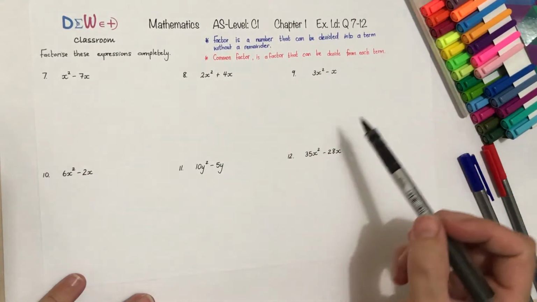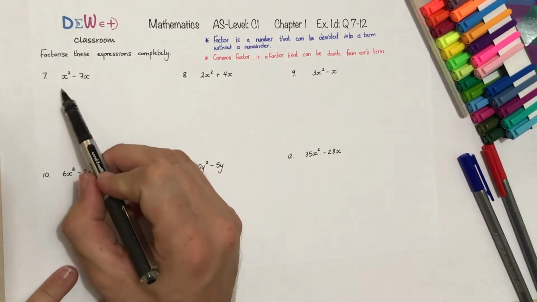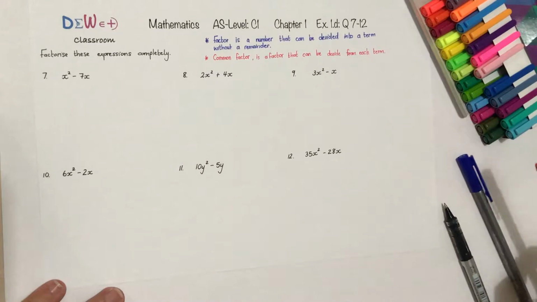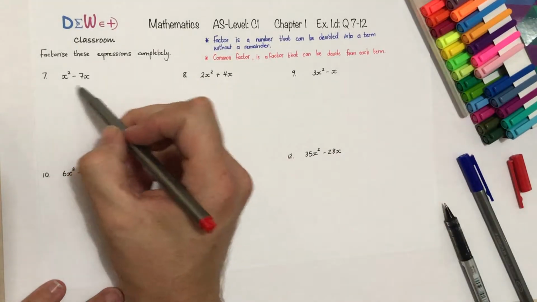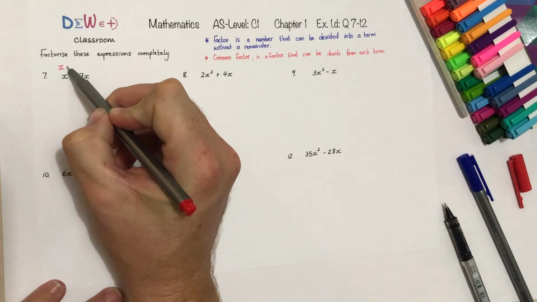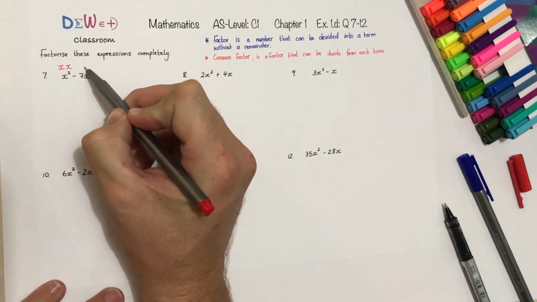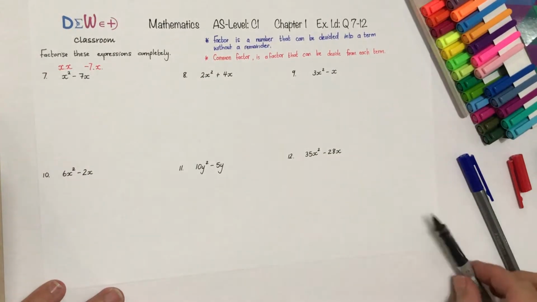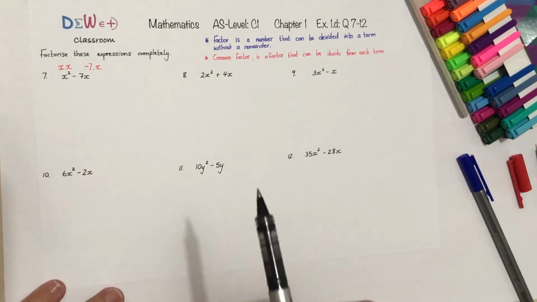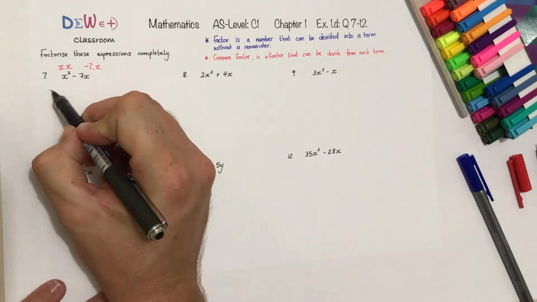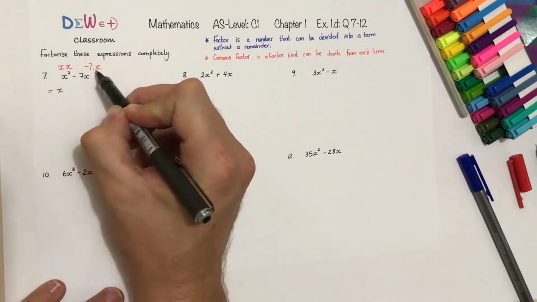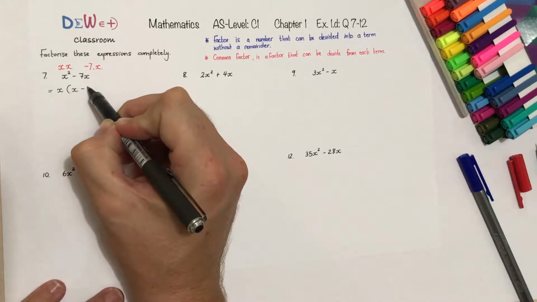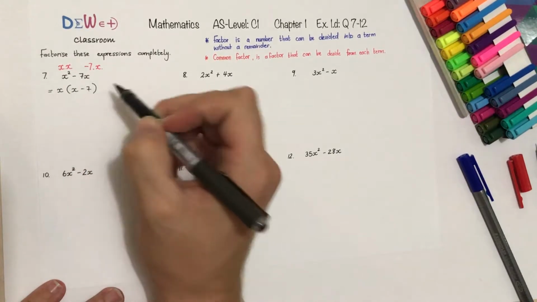So when we take a look at these rough definitions and we take a look at question number 7, what we basically have is, for the first term, x squared, it is x multiplied by x, and for the second term it is minus 7 multiplied by x. Now when we take out a common factor, we can take out an x from each one, and we will be left with an x for term 1, and a minus 7 for term 2.